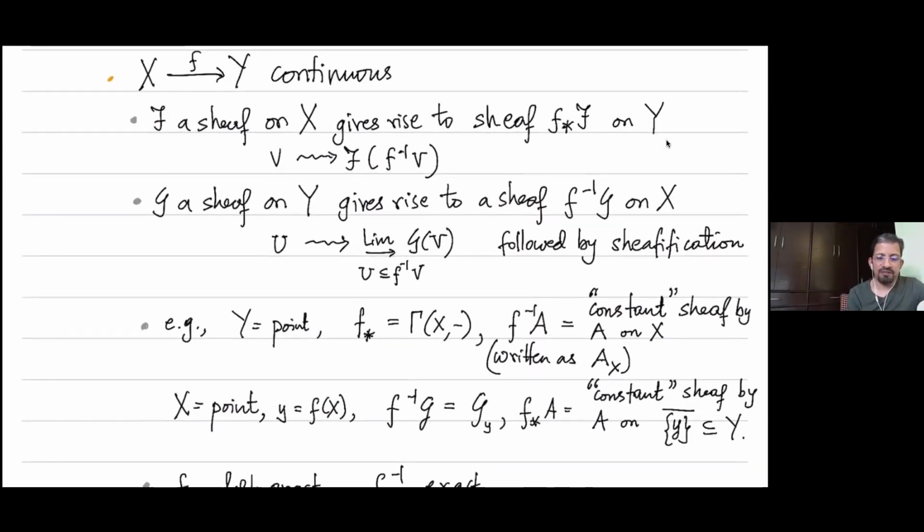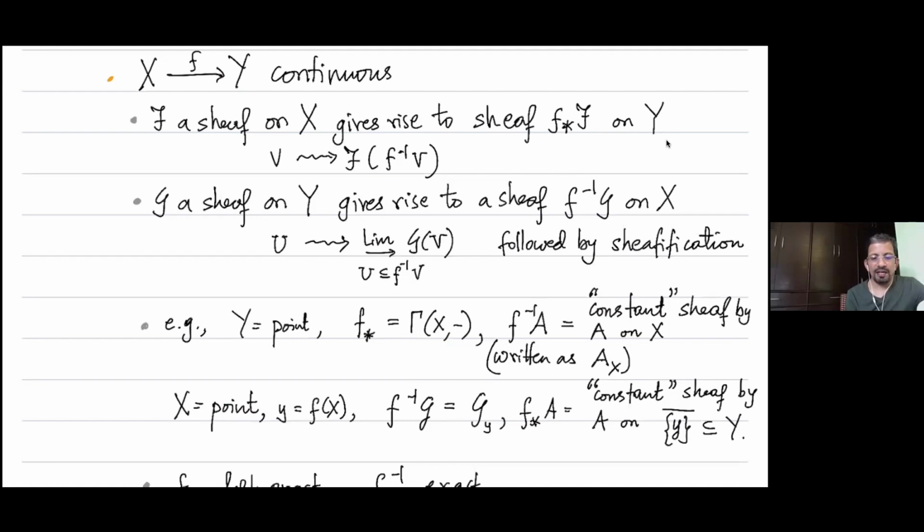So for example, if Y is a point, then you're mapping X to a point, and then what is F lower star? So the point has nothing there, so its inverse image is the whole space. So you'll be assigning to that particular point the F of the whole space. So it will turn out to be the global sections functor, the sections over all of X.